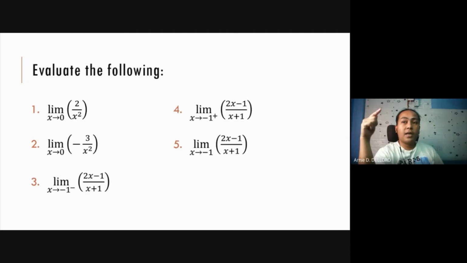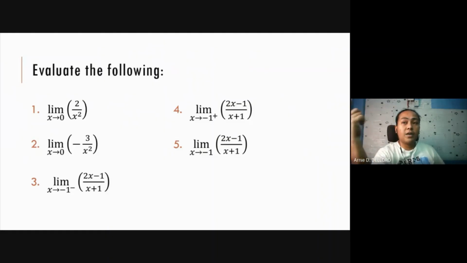If you can still remember your rational functions or rational equations. 2 over x squared, the vertical asymptote is 0. Number 2, the vertical asymptote is also 0. Kasi hindi pwede maging 0 yung value ng x, di ba? Because this will make the function undefined. Then, for numbers 3 to 5, since pareho lang naman yung function, the value of x must not be equal to negative 1. Kasi kapag naging negative 1 yung value ng x sa denominator, magiging undefined yung mga functions. Okay? So, yun yung mga vertical asymptotes niya. So, number 1, 0. Number 2, 0. Numbers 3 to 5, negative 1 yung vertical asymptote.